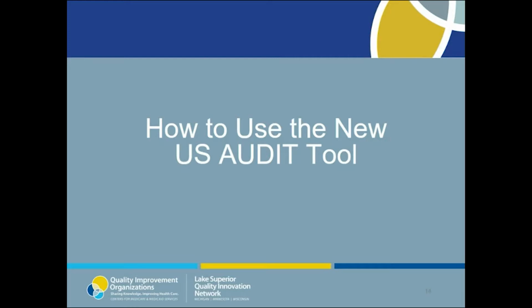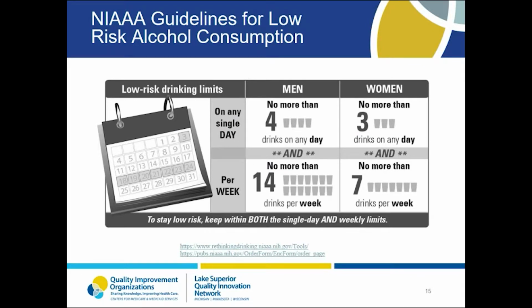So let's look at how to use the US AUDIT tool. First, we'll take a quick look at the NIAAA guidelines for low-risk alcohol consumption. For men, the recommendation is no more than 4 drinks on any one day, and no more than 14 drinks in a week. For women, the recommendation is no more than 3 drinks on any one day, and no more than 7 drinks in a week. Keep in mind that the recommendations for women also apply to adults over the age of 65.